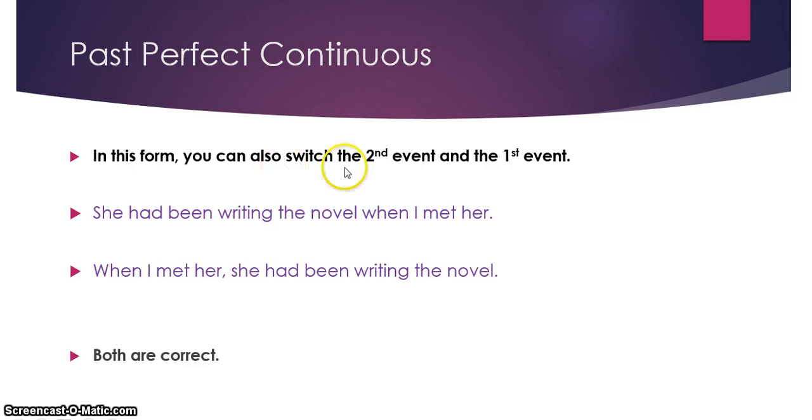Now, in this form, you can also switch the second event and the first event. So I could say she had been writing the novel when I met her. So here's my had, and here's my past participle. Okay, and here's my continuous, base verb plus ing. And then here's the second part, when I met her. So here's the past verb. But I can switch this and say, when I met her, comma, she had been writing the novel. So both of these would be correct.